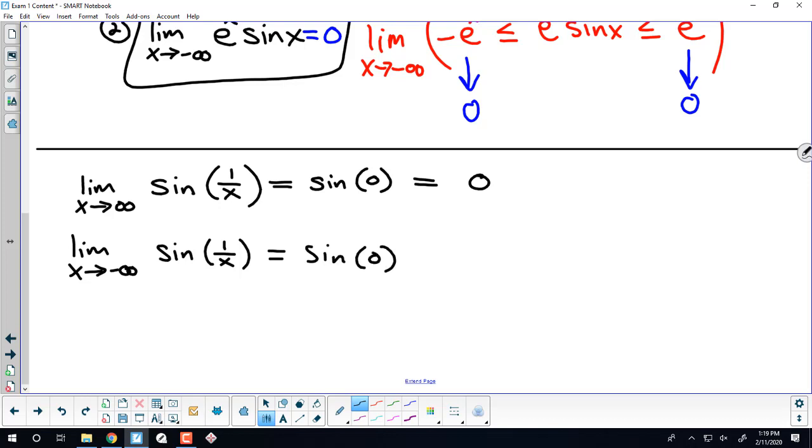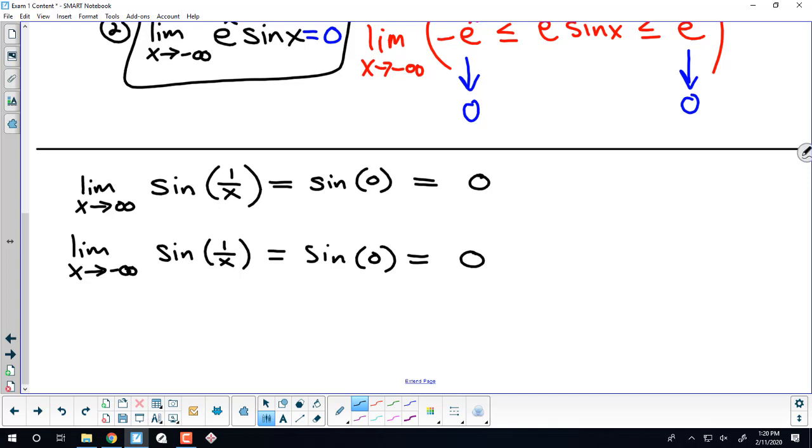You still have 1 over an extremely large negative number, which is an extremely small number. We're approaching 0 through negative numbers, but it's still approaching 0. Same thing for cosine too. If it were cosine of 1 over x, those limits exist. So it's basically a fundamental idea.